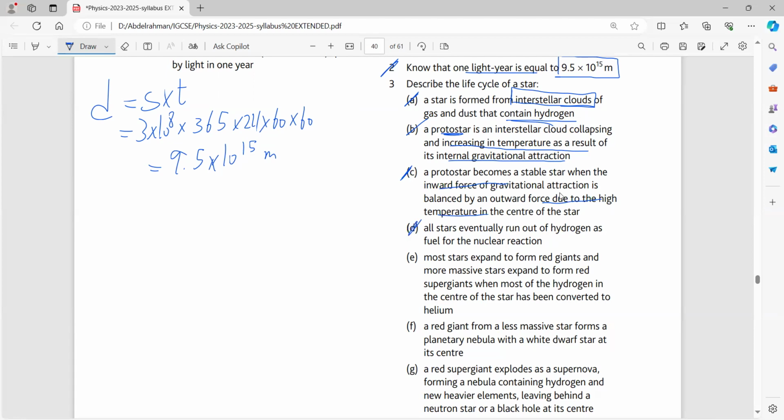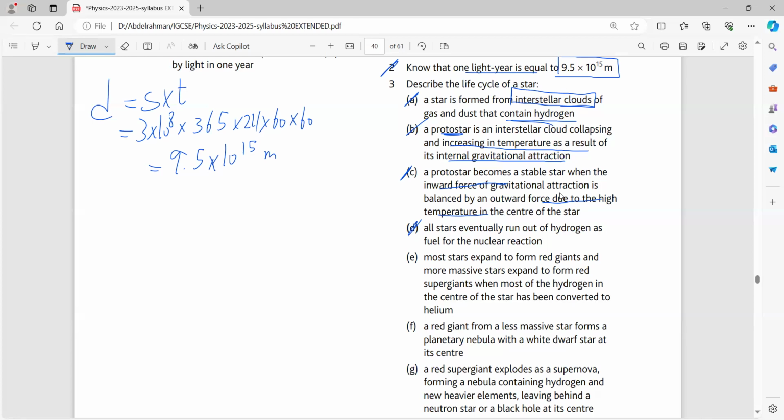Okay. Is the outward force heat? It could be due to the heat, yes. It could be due to the fusion of the hydrogen atoms. Yes, it is an outward force. Eventually, after billions of years, literally after billions of years, these hydrogen atoms will run out. We have only a limited, a finite number of hydrogen atoms.